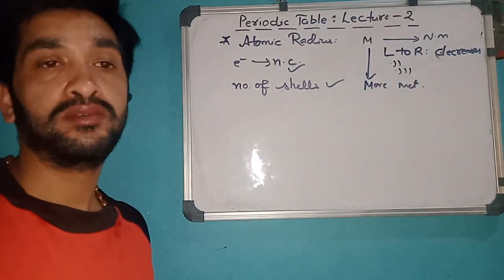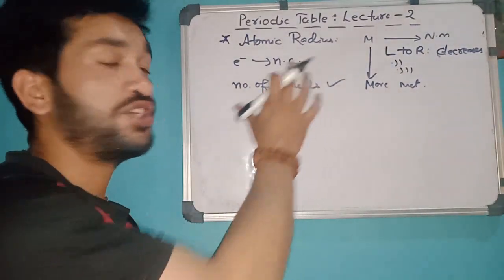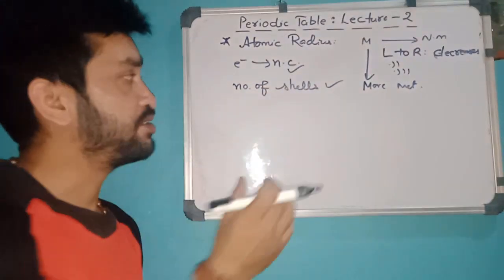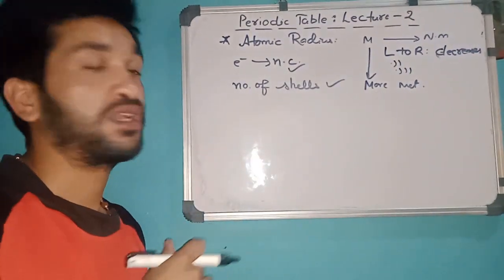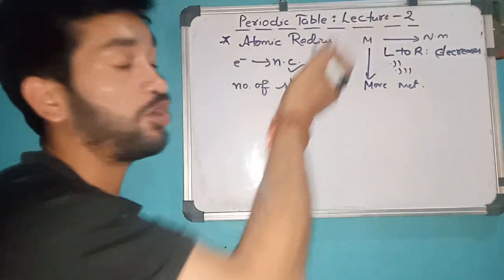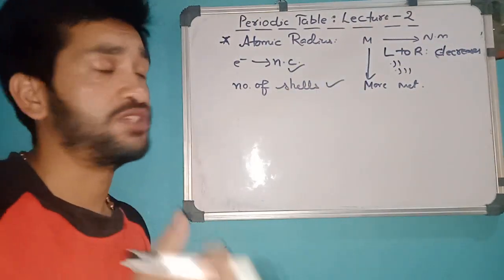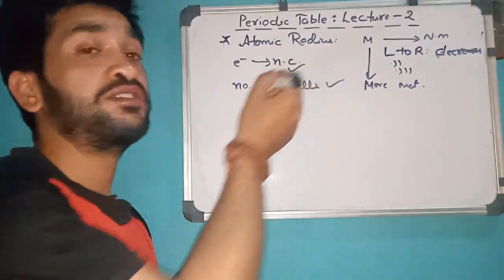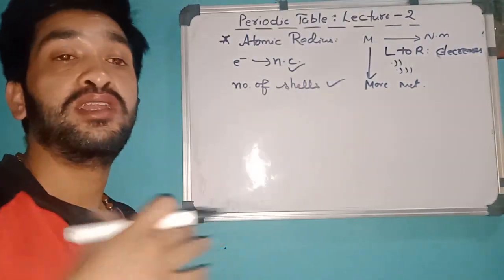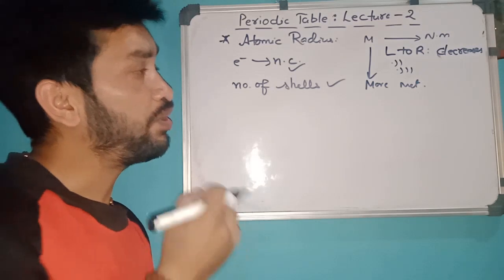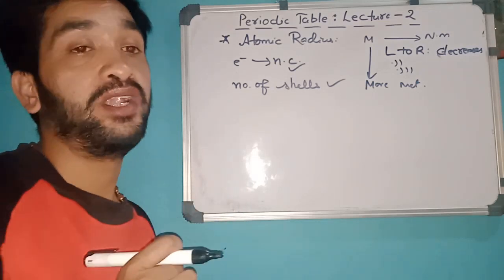Factor number 2. Two factors work here. Nuclear charge increases, size decreases. Number of shells increases, size increases. So there is a confusion here whether the atomic size will increase or decrease, because nuclear charge is forcing the atomic radius to be reduced and number of shells wants the atomic radius to be increased. So what happens here is we have to check which is the dominating factor.